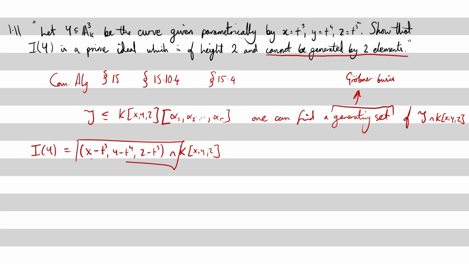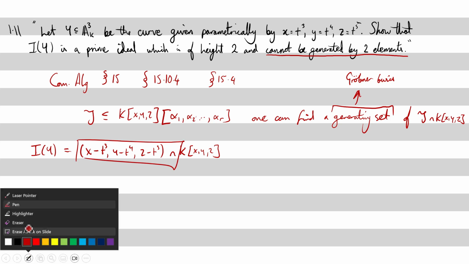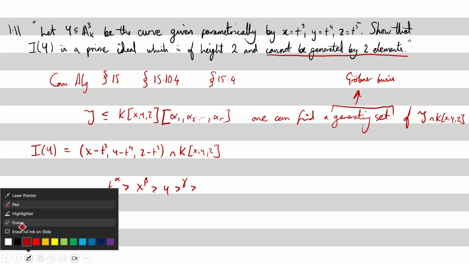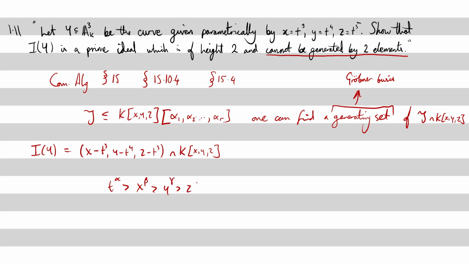starting with this and the following elimination order: t is greater than x to the beta, which is greater than y to the gamma, which is greater than z to the delta. That is, t x cubed is going to be greater than x to the 56, but this is going to be greater than y to the 12 z, which is itself greater than z.